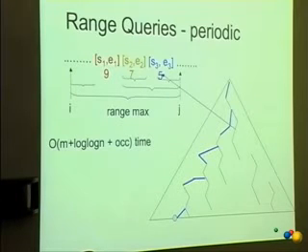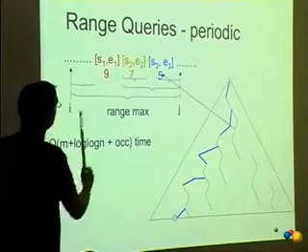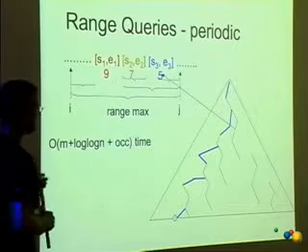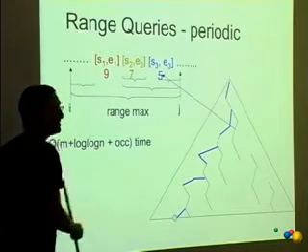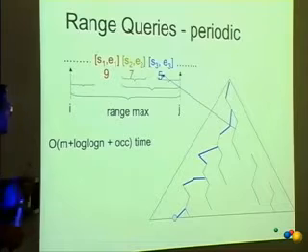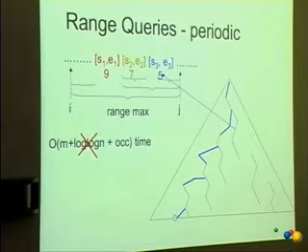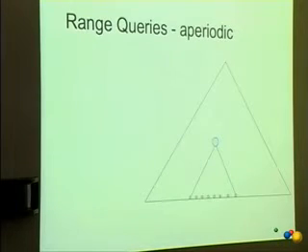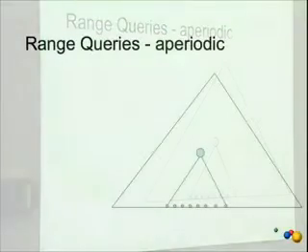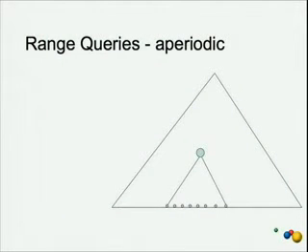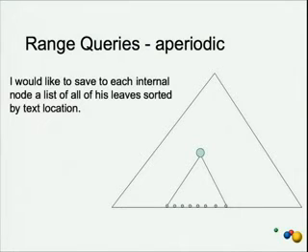Then overall, it will take m plus log n plus occurrence for the pattern. But actually, we will remove this log n in the next few slides. Now, what will we do for a period? The basic thing we can do for a period string is, for each node here, we can save a sorted list of all the occurrences of this pattern in the text.